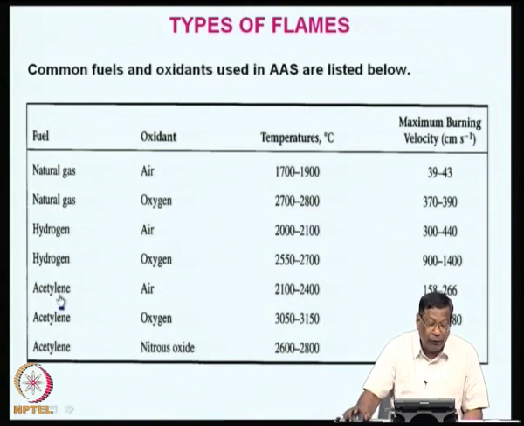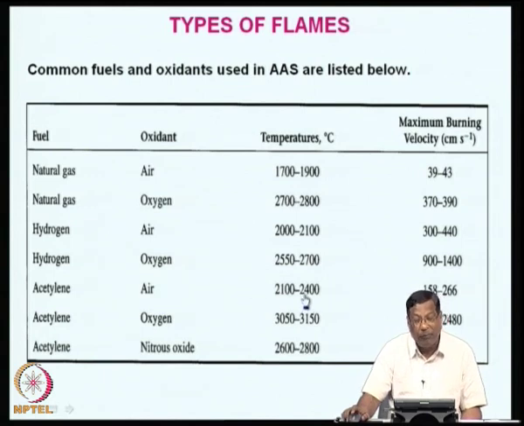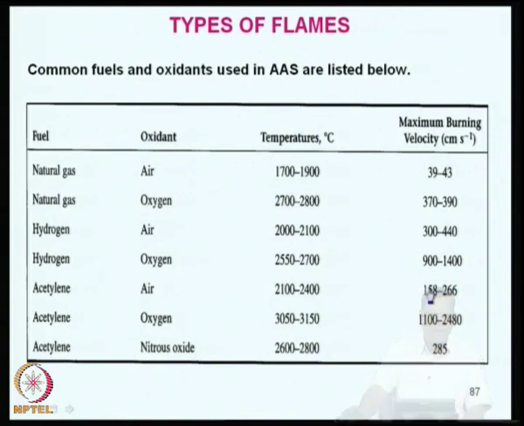But if you use acetylene and air, you will end up with almost the same temperature, like 2100 to 2400, and the burning velocity is also less, of the order of about 158 to 266.